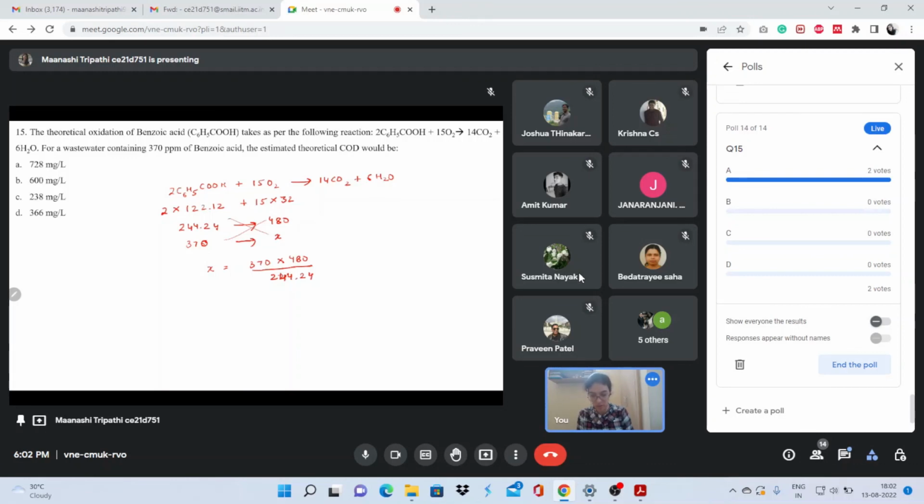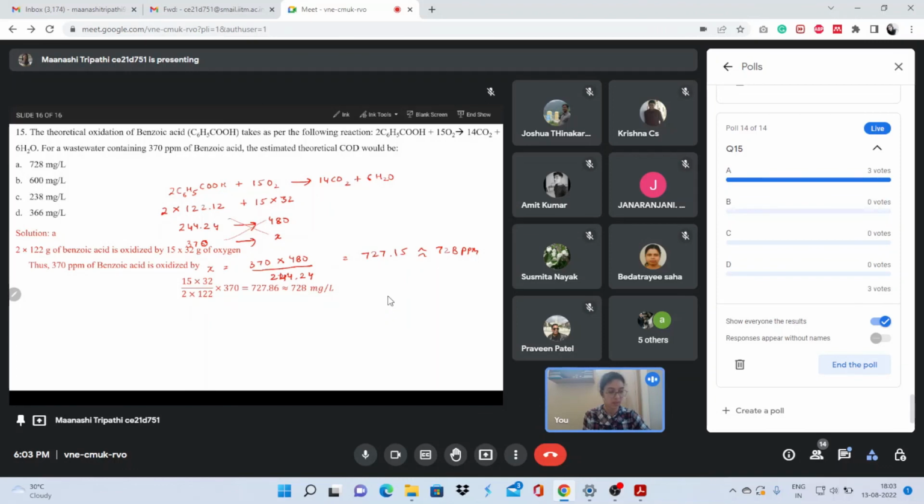How much did we get? We got 727.15, which is almost equal to 728 ppm. And as I have already told you, ppm is equal to milligrams per liter. Okay, so 2 of you have answered and the answer is correct. Rest of you, what happened? You got the answer or you need some more time? So the answer is 728, as you can see.